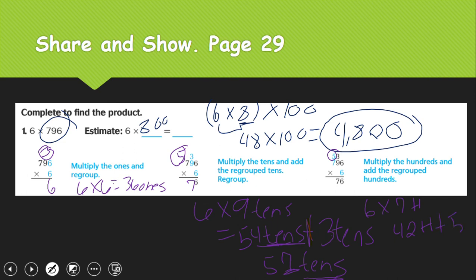So then I have 500, which gives me 4,200 plus 500 gives me a total of 4,700. And so we place our 7 in the hundreds and our 4 in the thousands. And our final answer is 4,776. And that is really close to my estimation. So I would say our answer is correct.